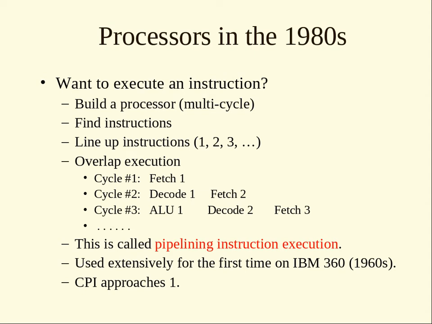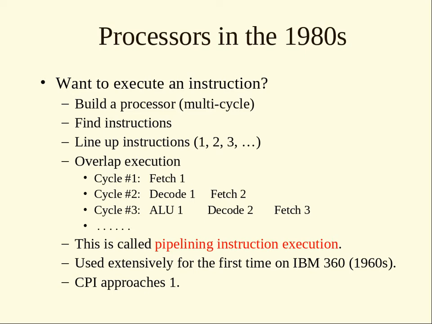Alright, so it is a good idea to at least go through some idea of, or at least some history here. To execute an instruction in the 1980s, you usually built a multi-cycle processor, found some instructions, lined them up, and then possibly overlapped the execution: fetch 1, fetch 2, send them into the ALU. This was called pipelining instructions. It was used first extensively in the 1960s, but it really didn't come into its element until the 80s and early 90s.